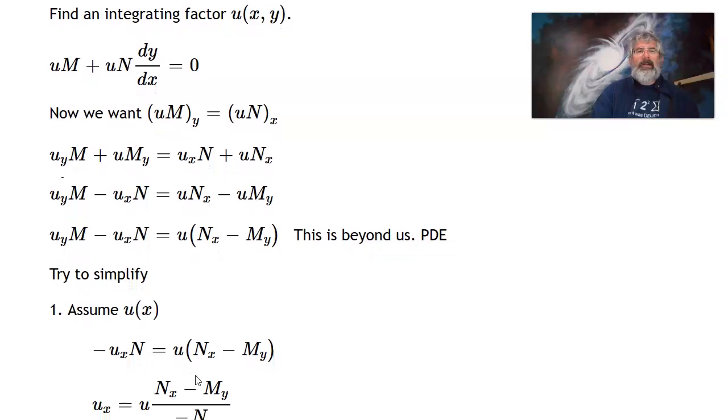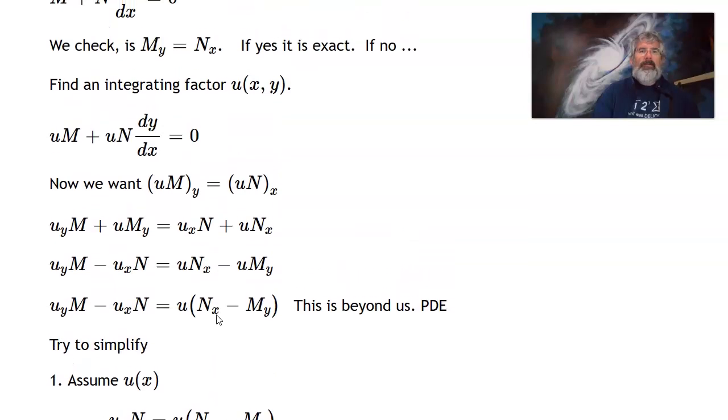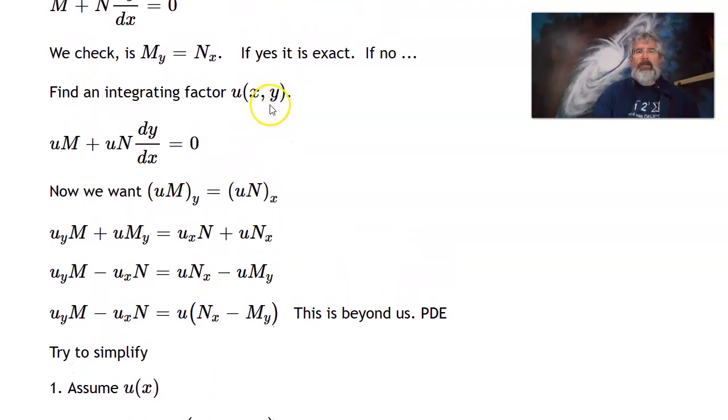But let's take a look at a couple of simplifying assumptions and see what happens. So we were looking for the function u to be both a function of x and y. But what if it's just a function of x?